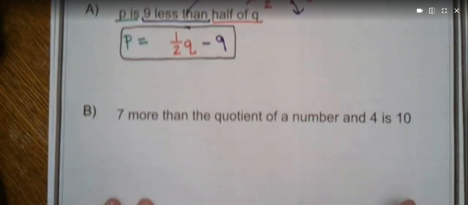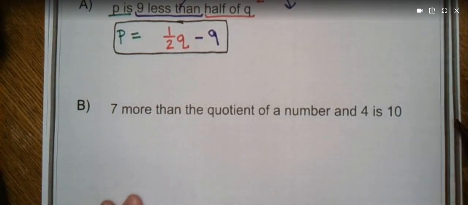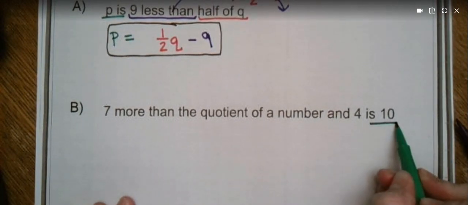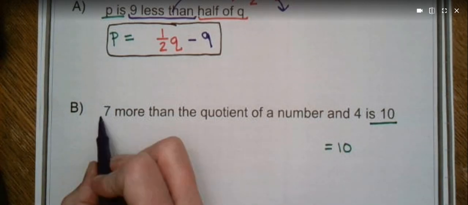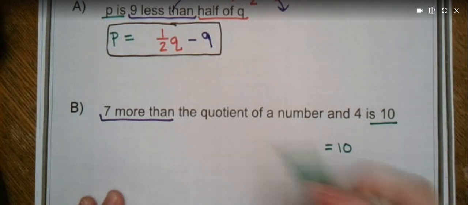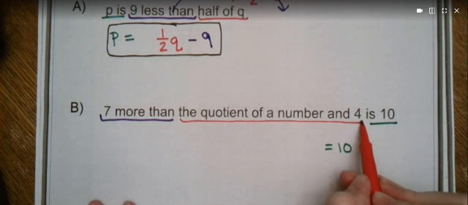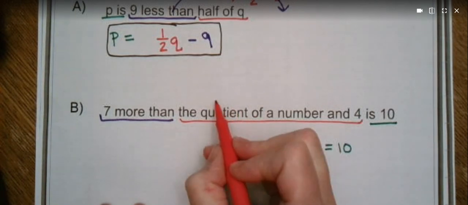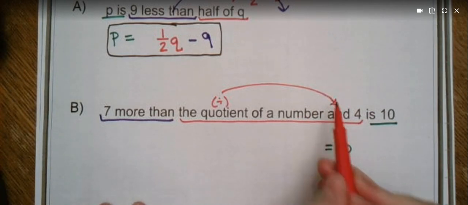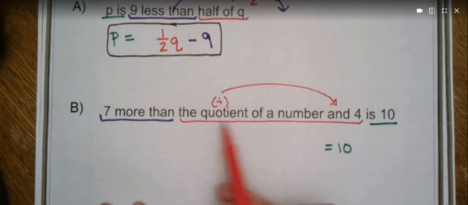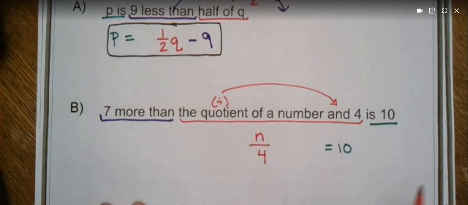Let's try the next one. 7 more than the quotient of a number and 4 is 10. So here where you see is 10, that's equals 10. Then we got a couple other things going on here. 7 more than, and we have the quotient of a number and 4. We know that quotient means to divide, and wherever you see the word and, that's where you put that. So if we have quotient of a number and 4, we have n divided by 4.